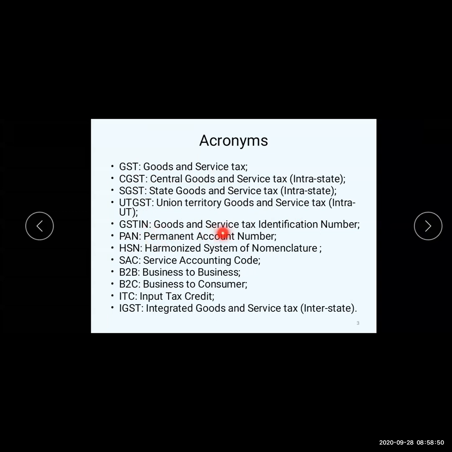GSTIN, that is goods and service tax identification number, PAN, permanent account number, HSN, harmonized system of nomenclature, SAC, that is service accounting code, B2B means business to business, B2C business to consumer, ITC input tax credit, and IGST, integrated goods and service tax.